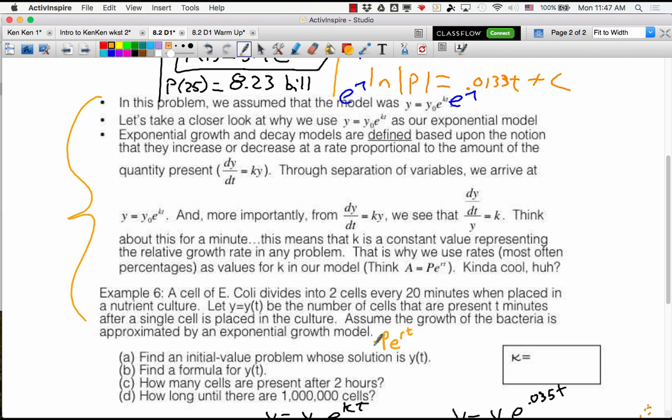This is your exponential growth model. When they say exponential growth model, this is exactly what they're talking about. Okay? So, find the initial value problem whose solution is y of t. When they ask you this question in your bookwork, what they're asking you is the population is going to be twice as much, the growth rate.